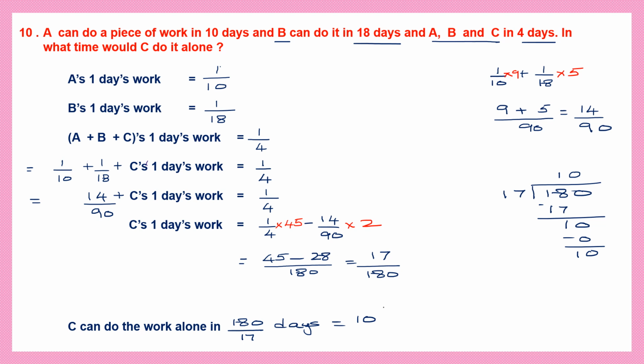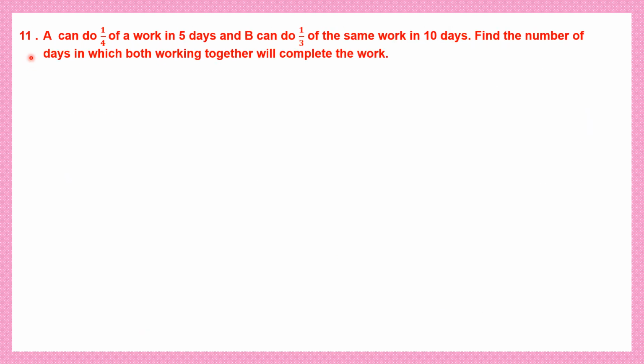The remainder is 10, so 10 by 17. 10 by 17 days is the time that C will take if it has to do the work alone. So what is our answer? 10 by 17.